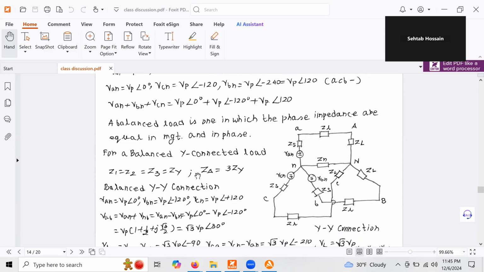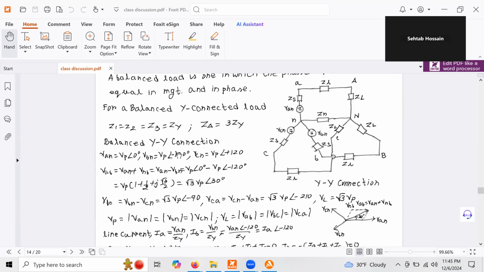So for a balanced Y connected load, their impedance will be the same, ZY. And if we convert this ZY into Z delta, then it is 3 times ZY. For balanced YY connection, it will be the same. This is the positive sequence and this is the negative sequence.